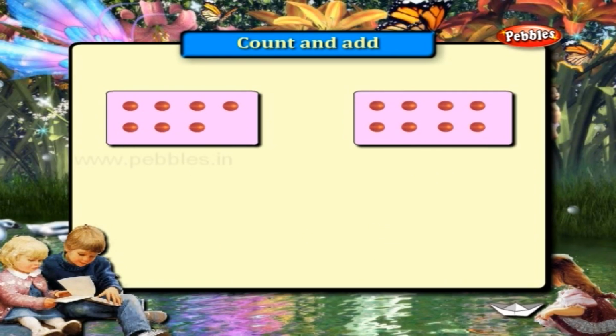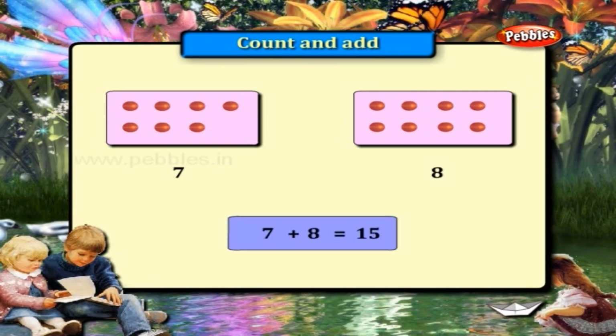How many dots are there in this box? 1, 2, 3, 4, 5, 6, 7. And in this box, 1, 2, 3, 4, 5, 6, 7, 8. So 7 plus 8 is equal to 15.